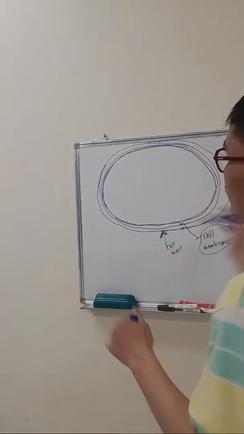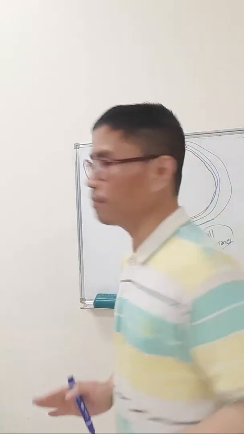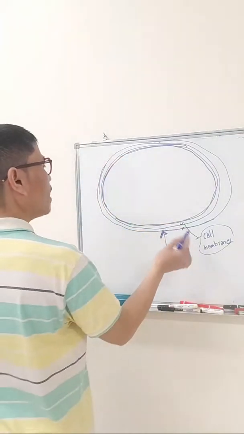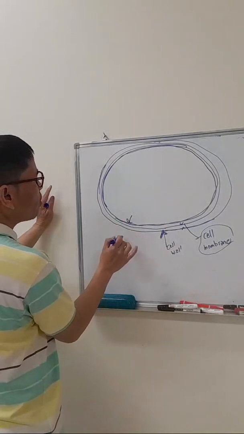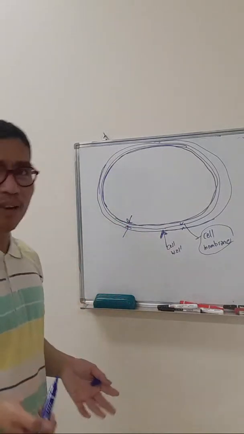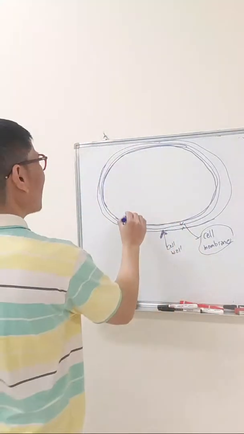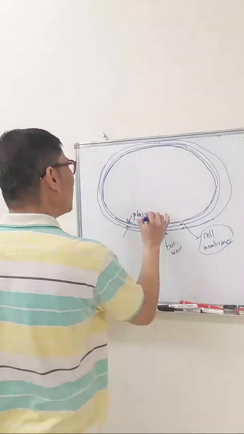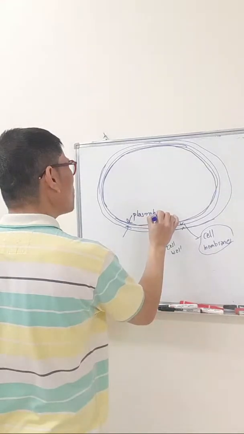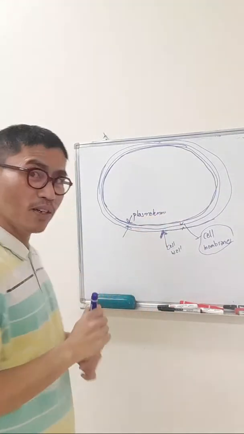Okay, now going back to cell biology. So this is the cell membrane, and this one, guys, is called the plasma lemma. Plasma lemma. This is a biological term. Be careful, memorize it if you want to.